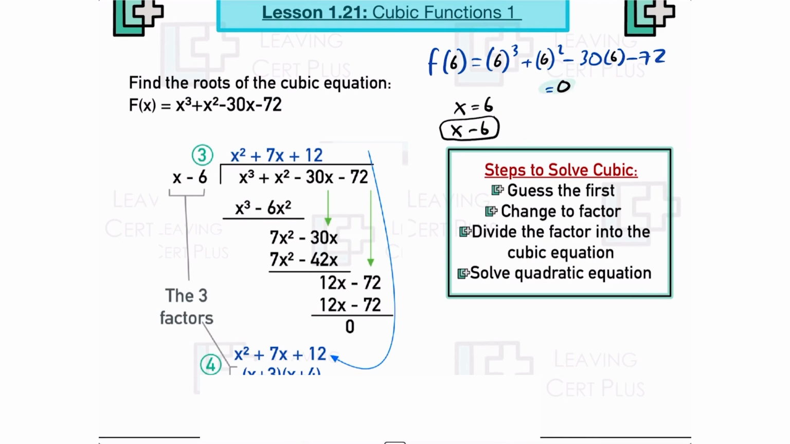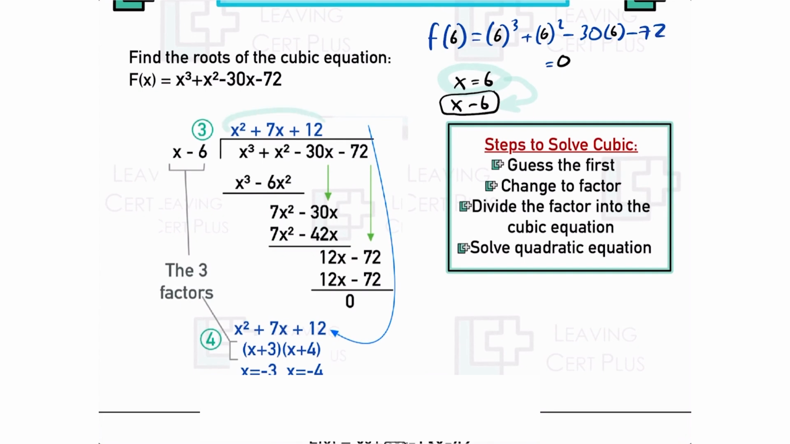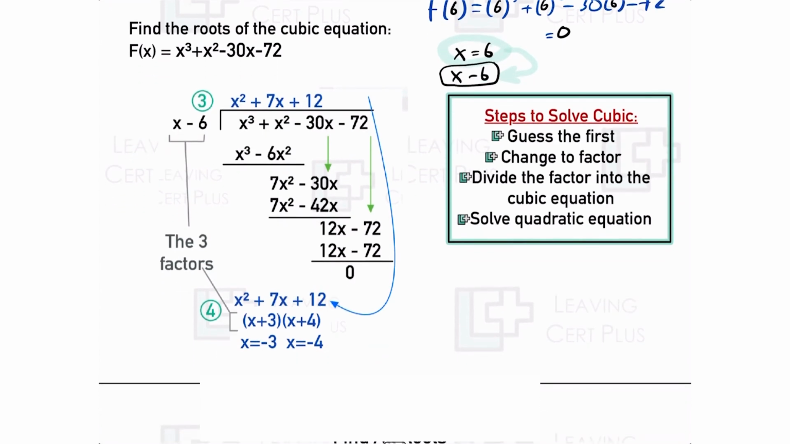And we found that when we subbed in 6, this was equal to 0, which answered our question that this is a root, and then we turned that into a factor. So we brought our 6 to the far side of the equal sign and found our factor as x minus 6. Now we divide in that factor into our cubic equation, do long division, and then we find we have a quadratic on top. You can factorize that quadratic to find your other two roots and your other two factors, and then finally your other two roots.